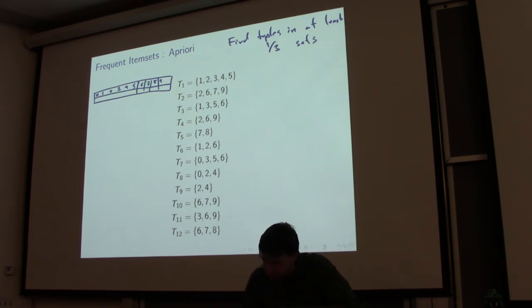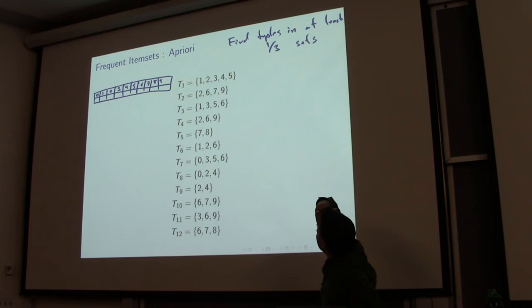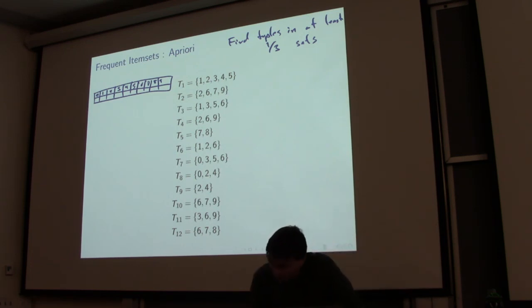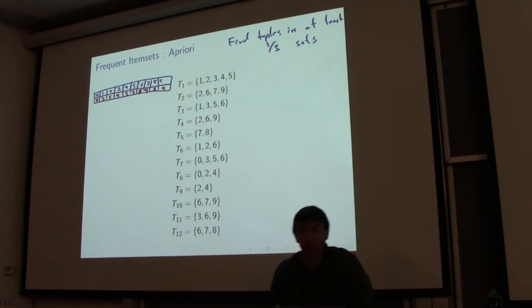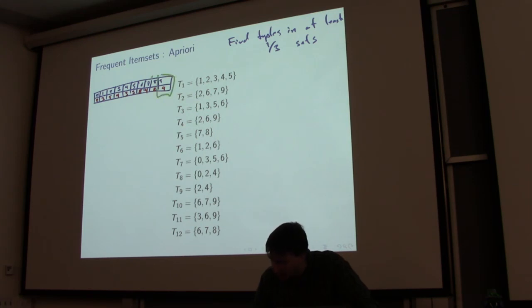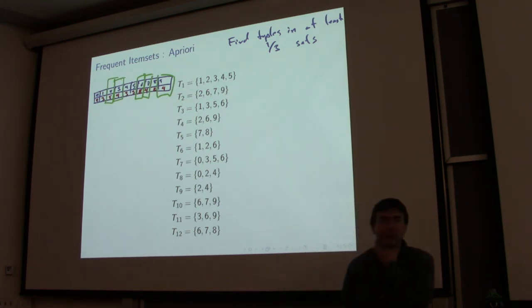Okay, so I'll keep counters here for each of the individual things. Let's see, 0 occurs twice, 1 occurs 3 times, 2 occurs 5 times, 3, 4 times, 4, 3 times, 5, 3, 6, 8, 7, 4, 8, 2, and 9, 4. Okay, so of these, the only interesting ones are 9, they need to occur at least 4 times, 7, 6, 3, and 5. Those are the only interesting ones.